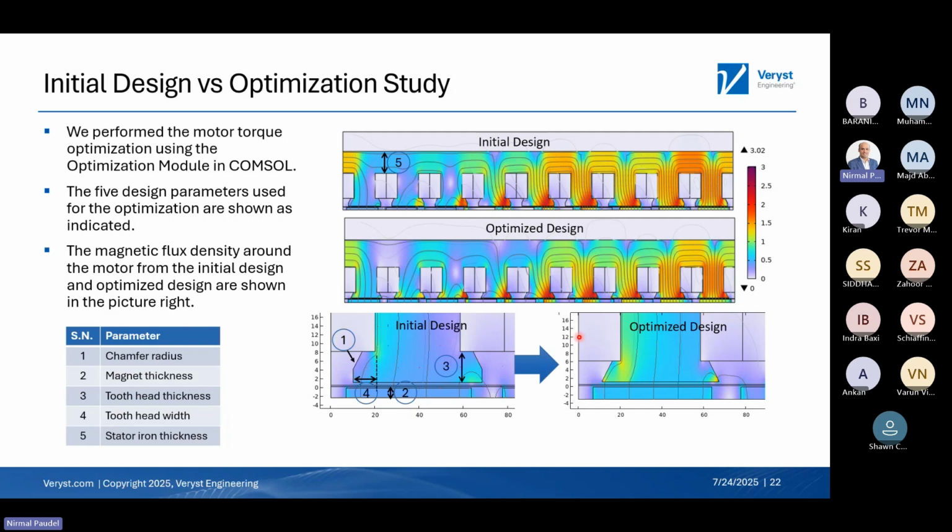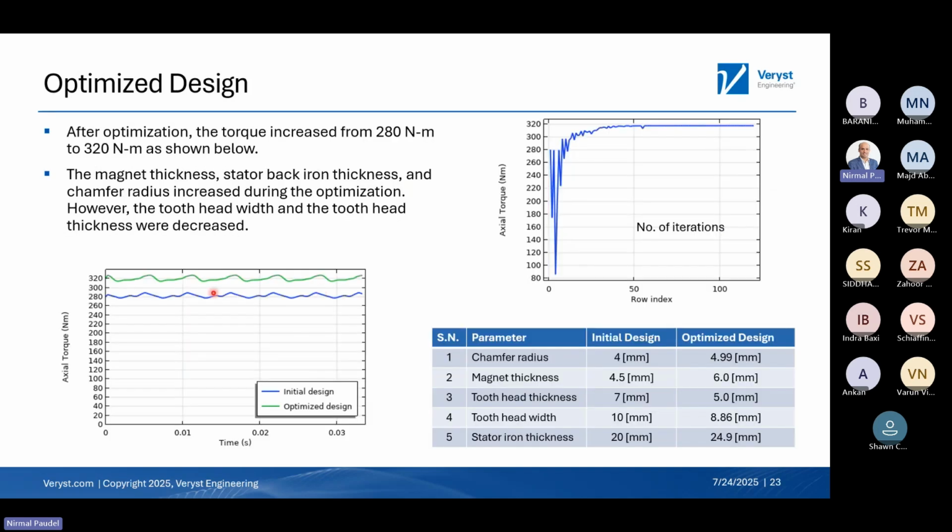So in the tabular form, what we can see here is the chamfer radius, the optimized value goes up. Magnet thickness also goes up. So it is obvious that you're putting more magnet into this, but I think there was saturation on it. So I think increasing the thickness is needed for torque optimization.